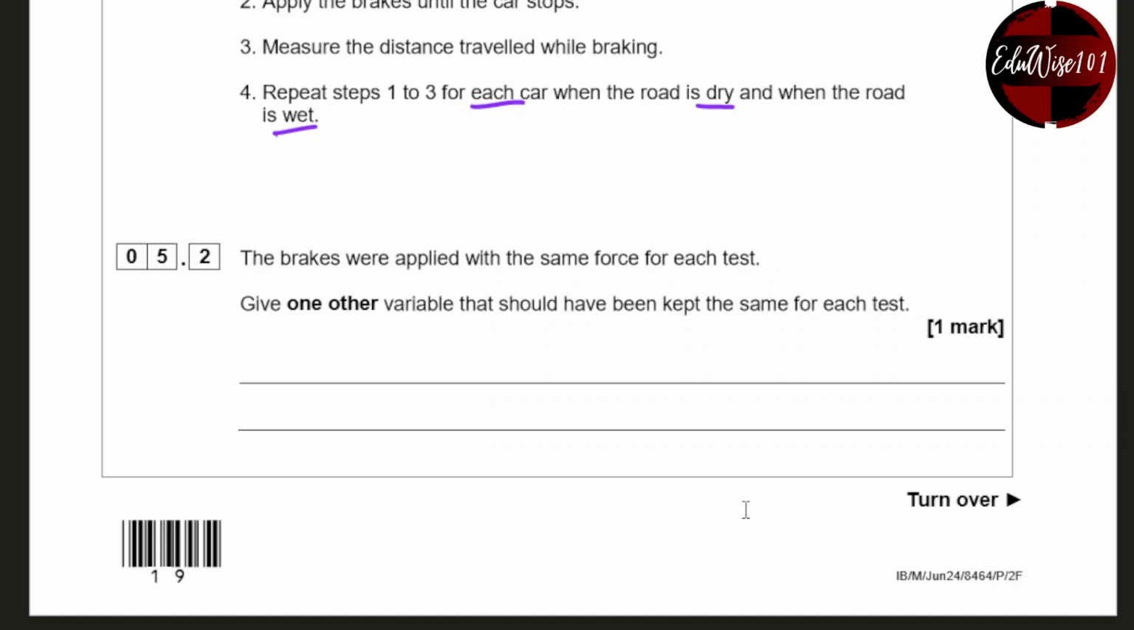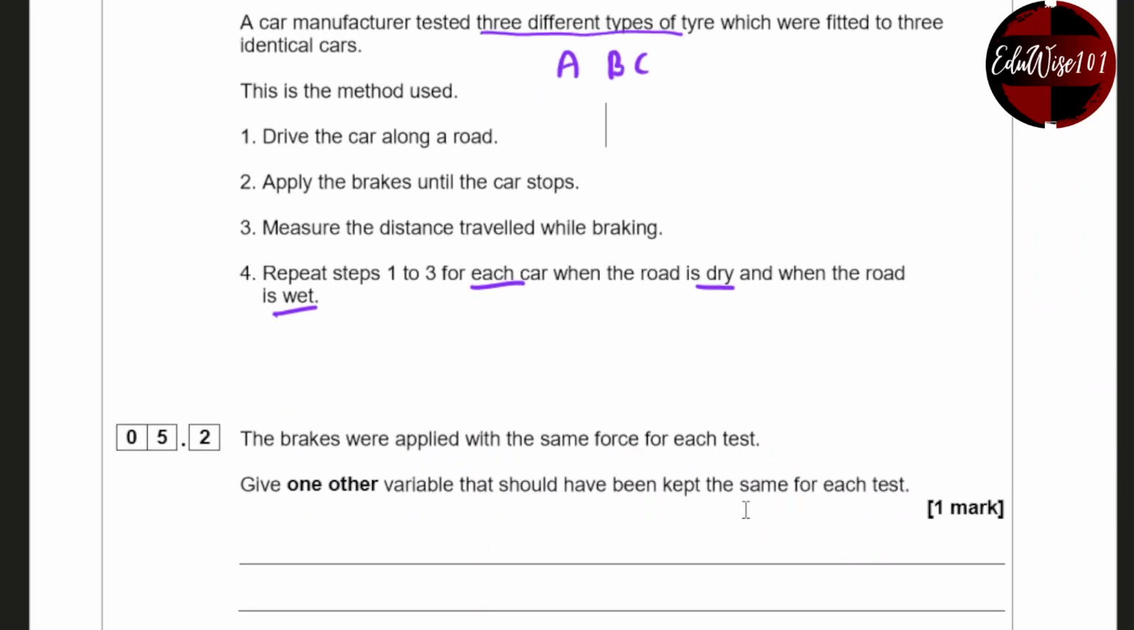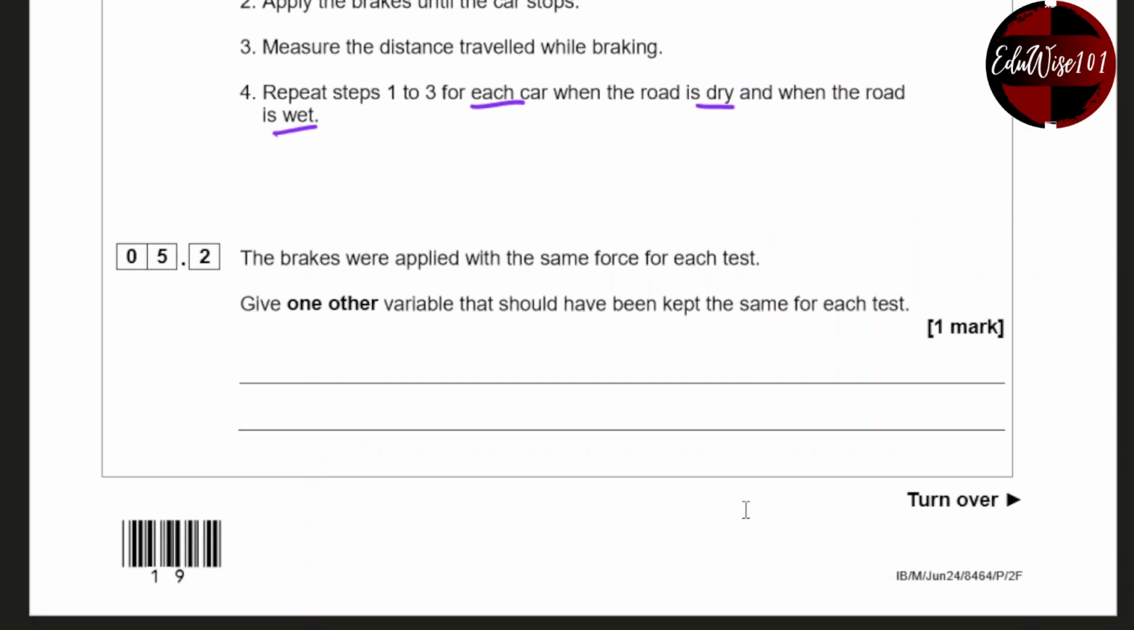Now, they're using 3 identical cars, right? And they are using the same amount of force. What else should they actually keep the same? Remember, they're testing 3 different tires on 2 different roads. So the speed of the car should be the same, right? Because the speed affects the braking distance.